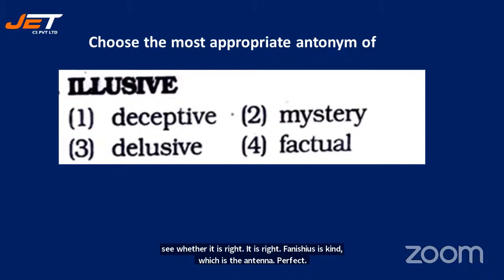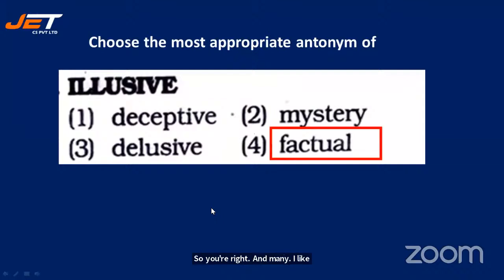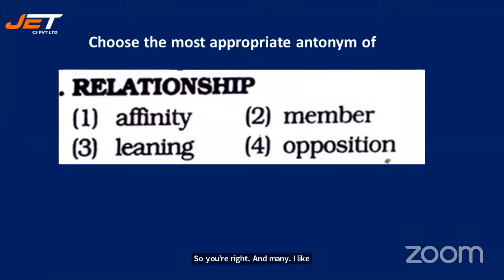Elusive. Four options. Deceptive, mystery, delusive, factual. Right? So, elusive means something, you know, like illusions you would have seen in movies, which is not actual. Okay? Now, you give me the antonym. Yes, many are saying option four. A few say three. Manohar, you're right. Swapna, you're right. And many, all right, let's see. It is option four, factual. Very good. See the next one.